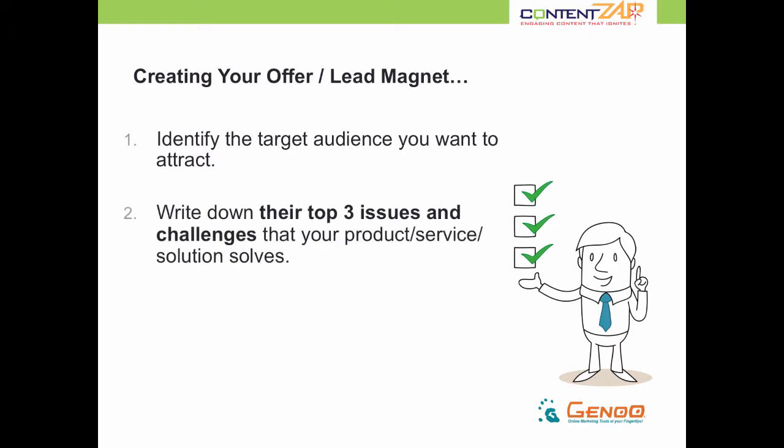You want to identify the target audience that you want to attract. Write down their top 3 issues and challenges that your product, service, or solution solves. Now, you may very easily be able to get to that, or you may need to interview people to get to that, but you want to really understand it. And if you can understand it in their language, in the language that your audience uses, not what you shorthand it into, it will connect even better.